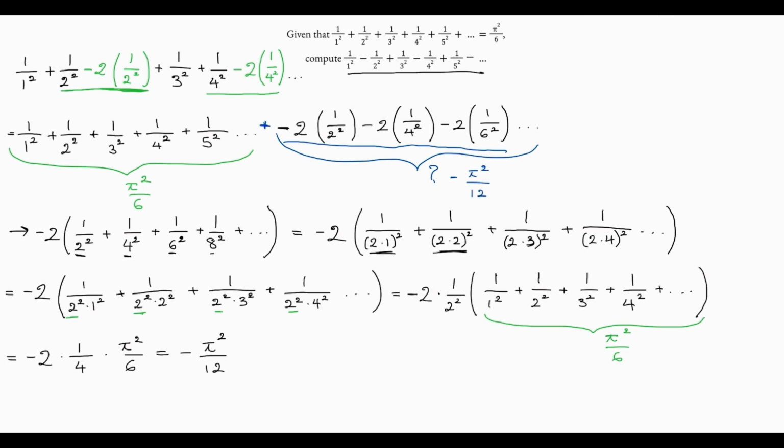And now all we have to do is add these two values. So we will get pi squared over 6 minus pi squared over 12, and if we simplify that, we get our final answer, which is pi squared over 12.